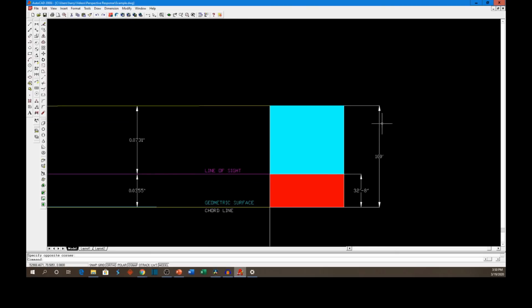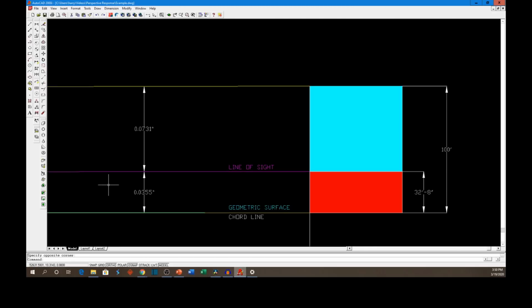There's our 100-foot tall target. The red section down here is what is being blocked. There's the line of sight. Anything below that is obscured by the curvature of the earth. It cannot be seen. It is 32 feet 8 inches, exactly as the curve calculator said it would be. But more importantly, the curve calculator said that the angular size of the hidden portion of that target is 0.0355 degrees, exactly what we measure on this to-scale drawing.